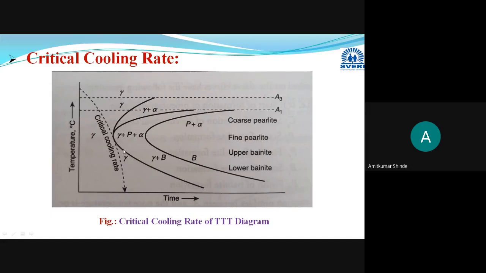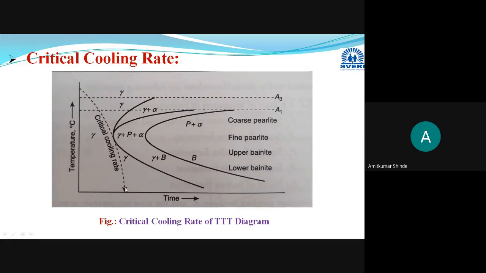Or in other words, you can say that this critical cooling rate is the rate which suppresses the diffusion, or you can say the pearlitic transformation. It suppresses the pearlitic transformation and forms martensite. Pearlite transformation is avoided, or diffusion transformation is avoided. That is termed as the critical cooling rate.